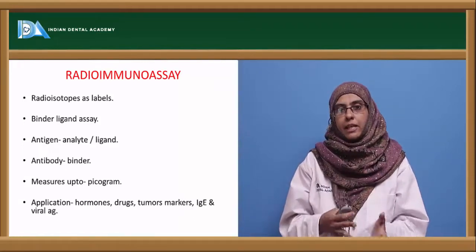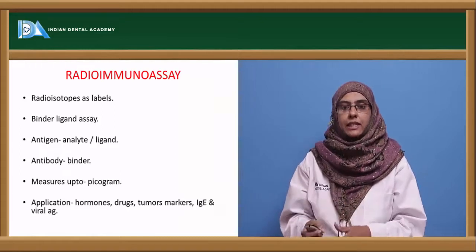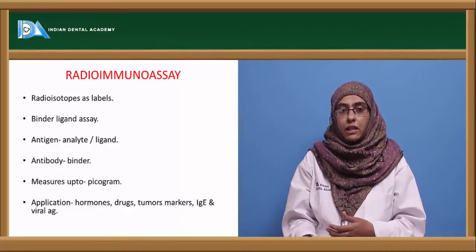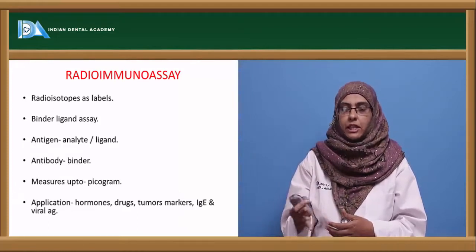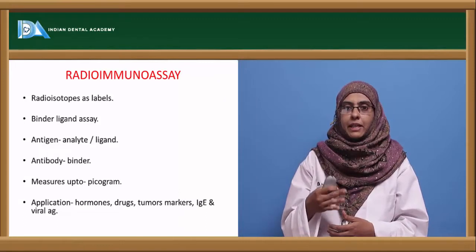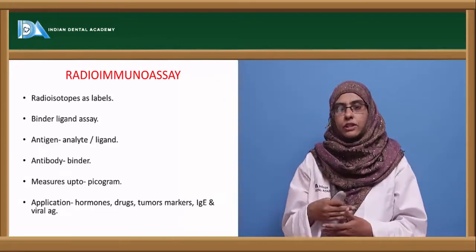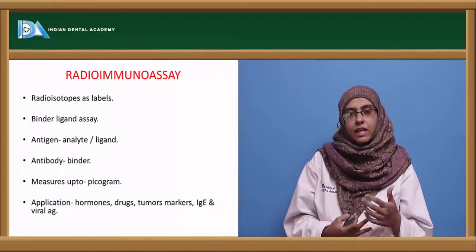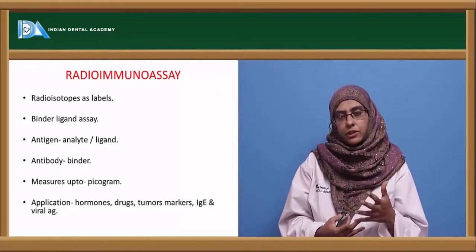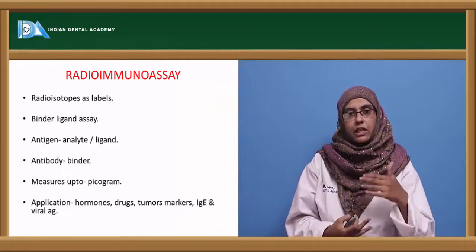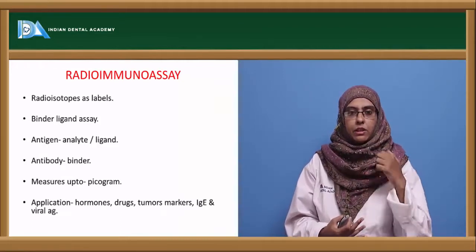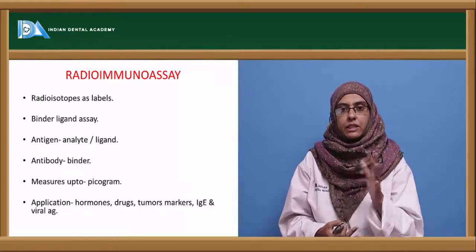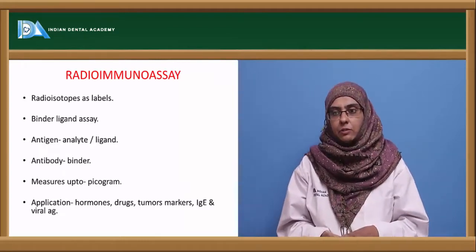So it is based on a binder-ligand assay where the ligand is an antigen and the binder is an antibody which goes and interacts with the antigen, and to this binder we usually conjugate the radioactive isotopes. When there is a positive interaction between antigen and antibody, it is radiographed, and depending upon the intensity of the radioactivity that is produced, we can identify whether there is an interaction between antigen and antibody or not.